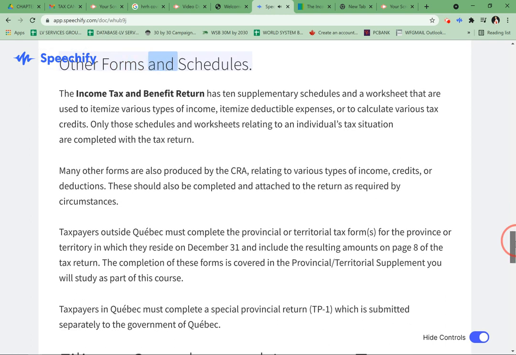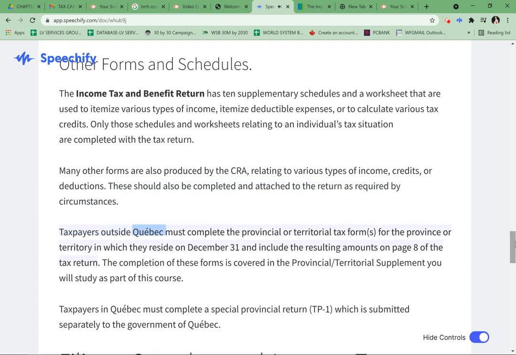Other forms and schedules. The income tax and benefit return has 10 supplementary schedules and a worksheet that are used to itemize various types of income, itemize deductible expenses, or to calculate various tax credits. Only those schedules and worksheets relating to an individual's tax situation are completed with the tax return. Many other forms are also produced by the CRA, relating to various types of income, credits, or deductions. These should also be completed and attached to the return as required by circumstances.